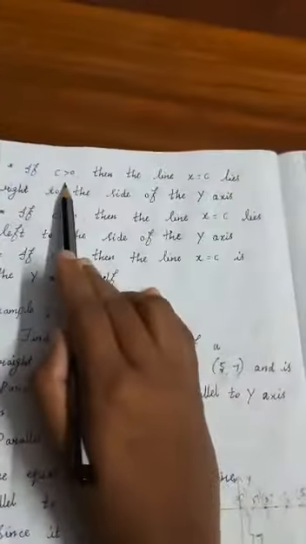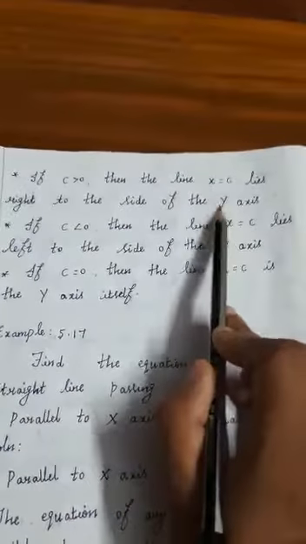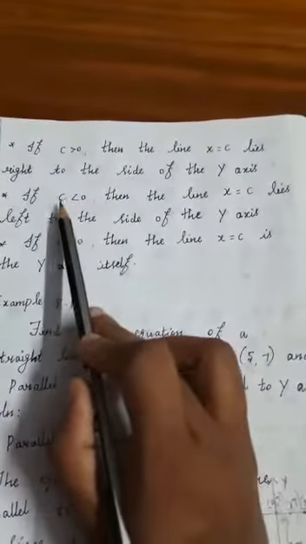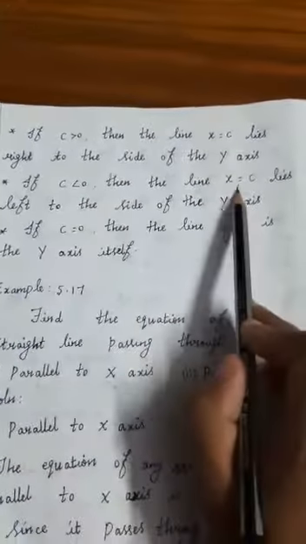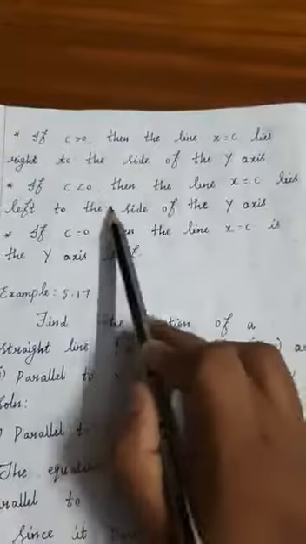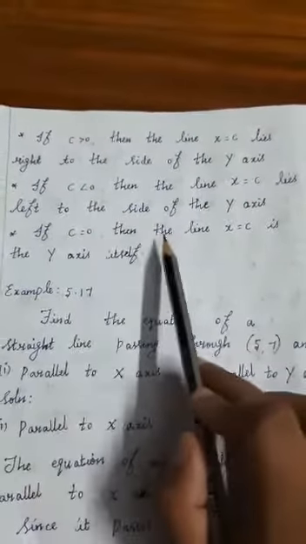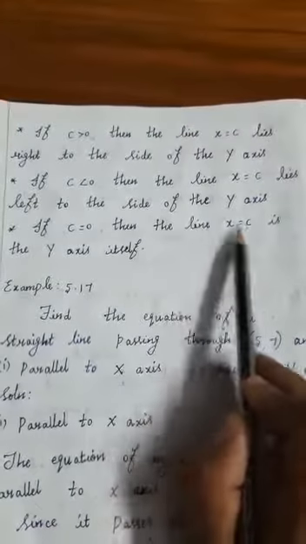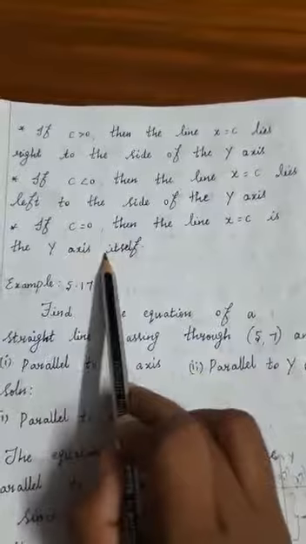That is what they have given here. If c is greater than 0, a positive number, the points lie to the right side of the y-axis line. If c is less than 0, negative numbers are possible, so the points lie on the left side of the y-axis line. If c is equal to 0, the distance is 0 and the x coordinate of every point is 0, so the points lie on the y-axis itself. Okay, thank you.